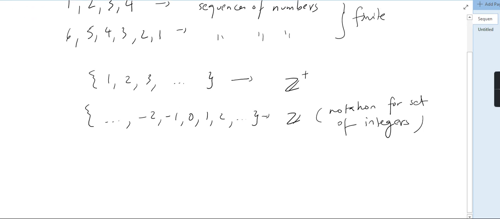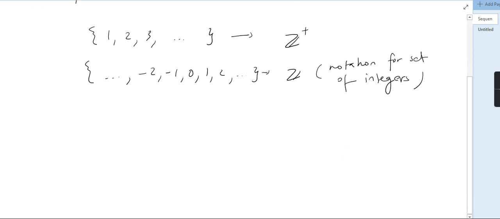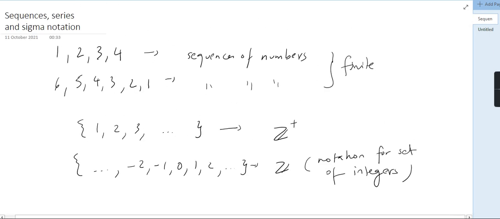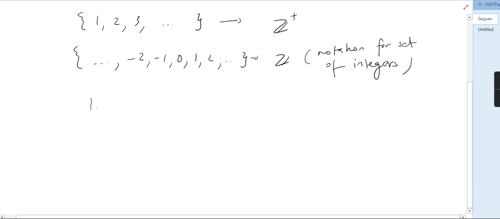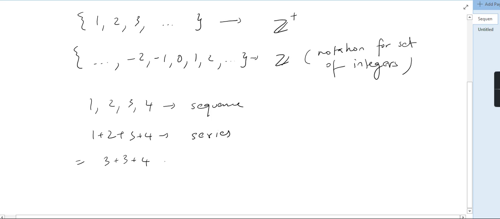Moving on to series, because when we have the terms in a sequence and we take the sum of them, we have a series. So let's consider our original sequence 1, 2, 3, 4. This 1, 2, 3, 4 would be a sequence, but this in turn will be a series, right? And this would be 1 plus 2 is 3, plus 3 is 6, plus 4 is 10.